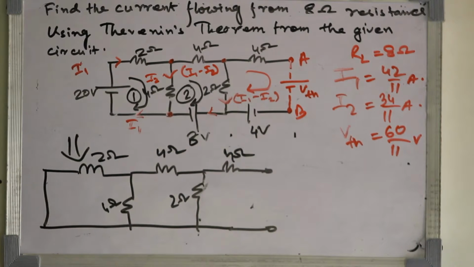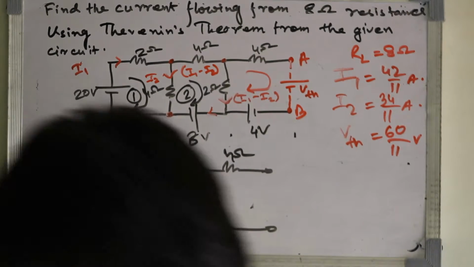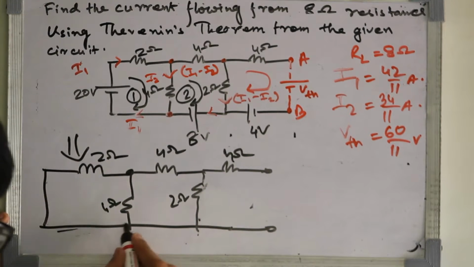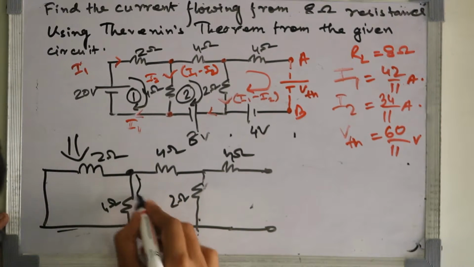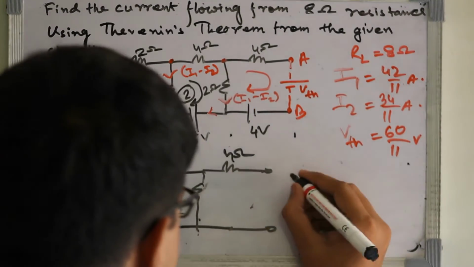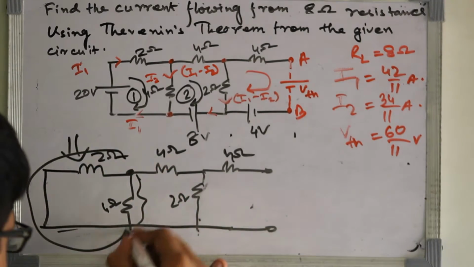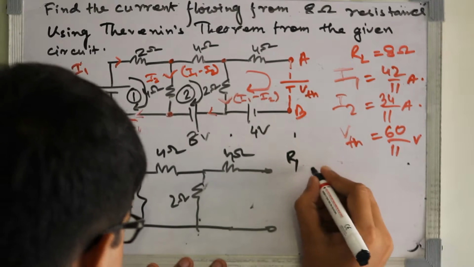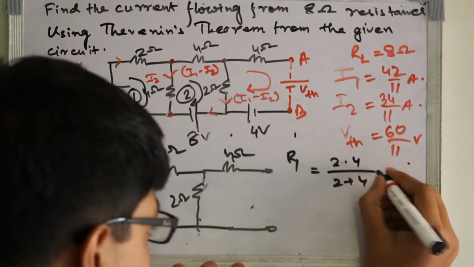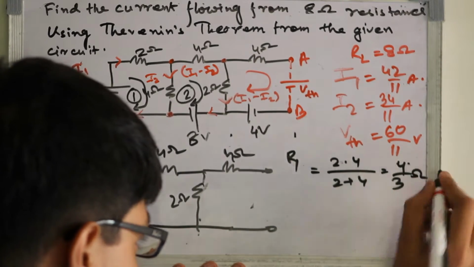Now you see, this circuit and this, they are in parallel, because here one node is starting from here to here is a single node, and this one is another node. So let the equivalent resistance for this be R1. R1 equals 2 into 4 upon 2 plus 4, which equals 8 upon 6, means 4 upon 3 ohm.